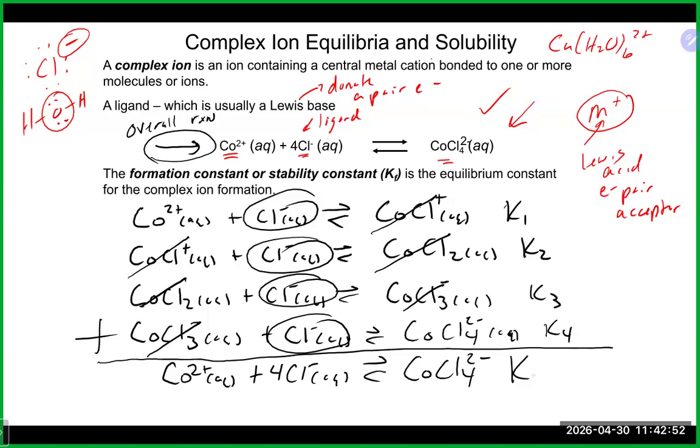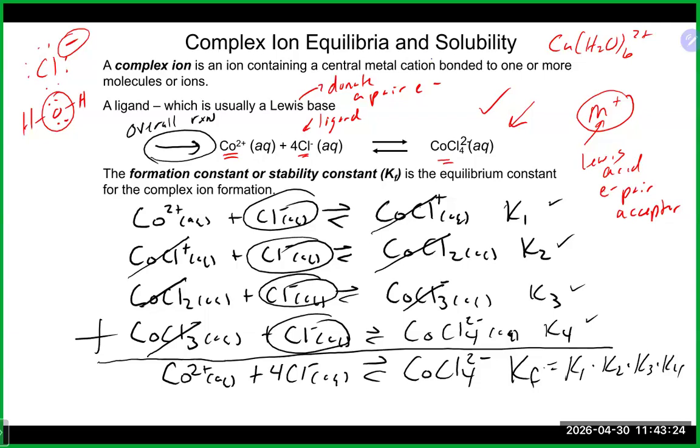This would have a Kf value, which, by the way, if we knew the values for each of these steps, how would I get it? What do I do with all those numbers? I multiply them. Remember, when you're adding equilibrium reactions together, the K values get multiplied. So you would multiply all those values together to get there. Any questions on that?